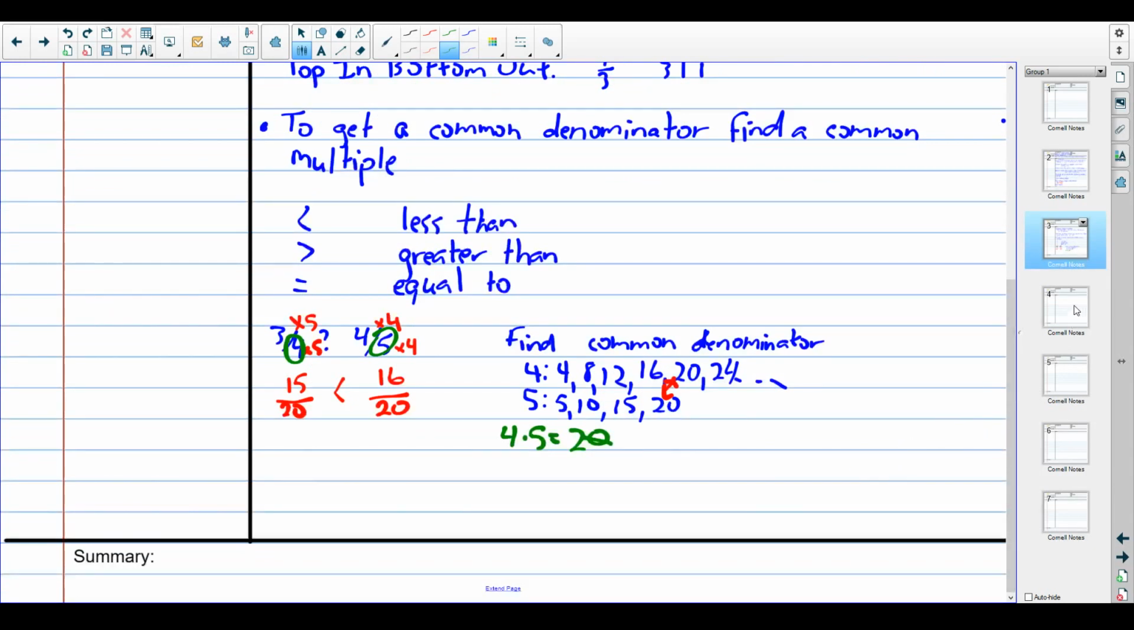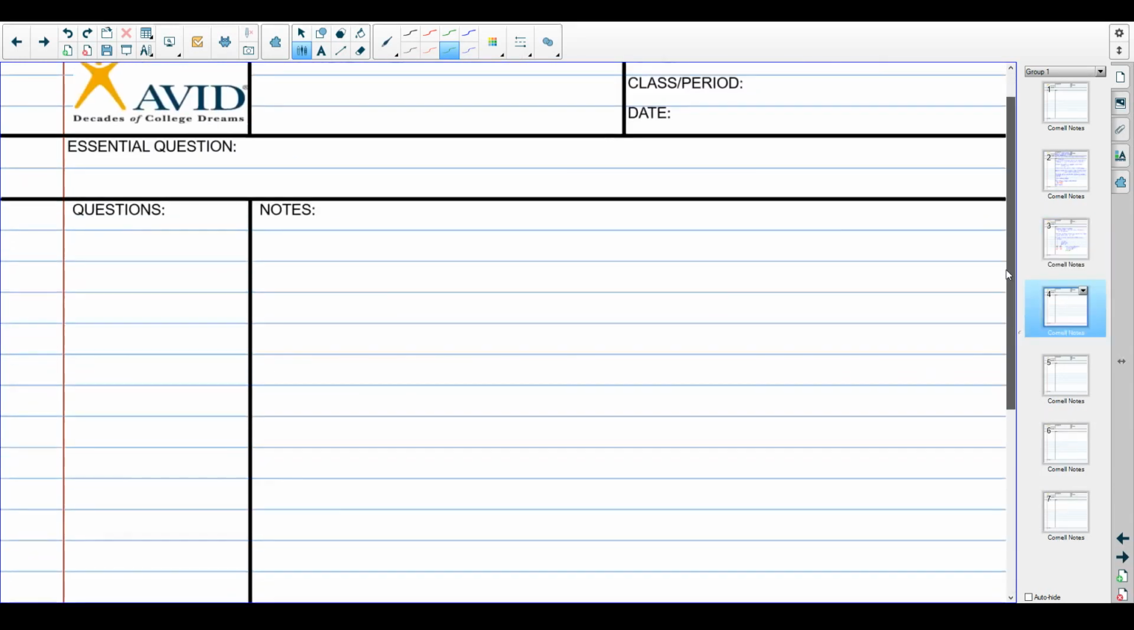One more. I ran out of room. I'm going to go to the next page. You probably have room, I hope.